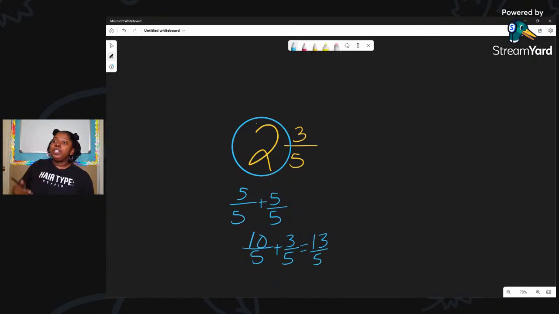Okay. So you're just taking the whole and saying, well, if my denominator is in fifths, how many fifths equal 2 wholes? 10/5, right? And then I add it to the fraction I have. All right. So that's the basic gist of it.